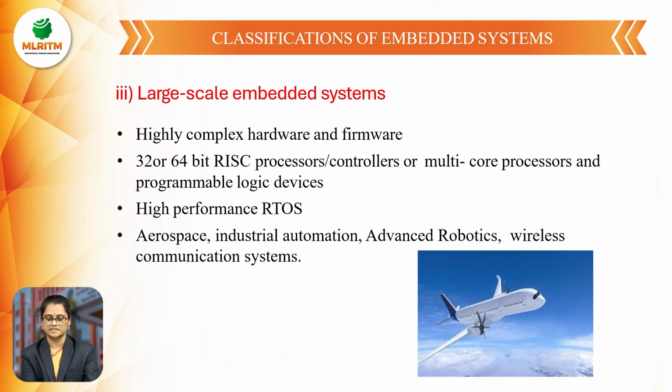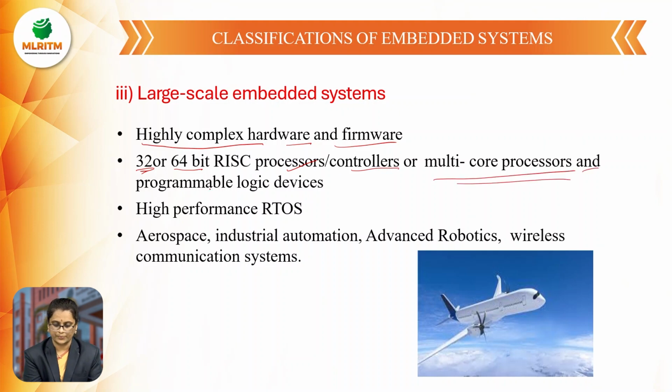And coming to the large scale embedded system, highly complex in hardware and software compared to the previous embedded systems, and it contains 32-bit processors and 64-bit controllers, and also multi-core processors and PLDs, and it gives high performance real-time operating system. Examples of the large scale embedded systems are aerospace, industrial automation, advanced robotics, wireless communication system. This picture shows the aerospace in large scale embedded system.